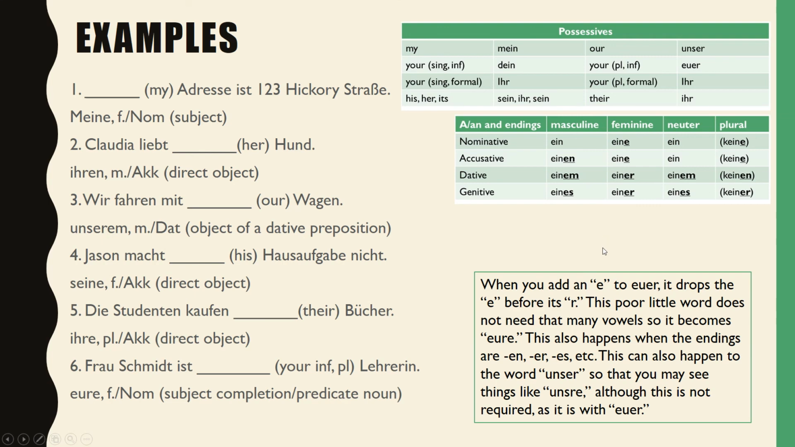When you add an e to euer, it drops the e before its r. This poor little word does not need that many vowels, so it becomes eure. This also happens when the endings are en, er, es, etc. This can also happen to the word unser, so that you may see things like unsere, although this is not required as it is with euer.